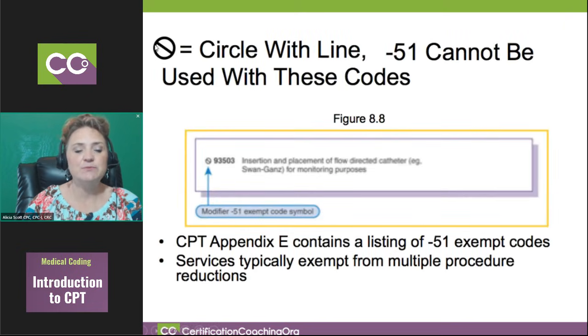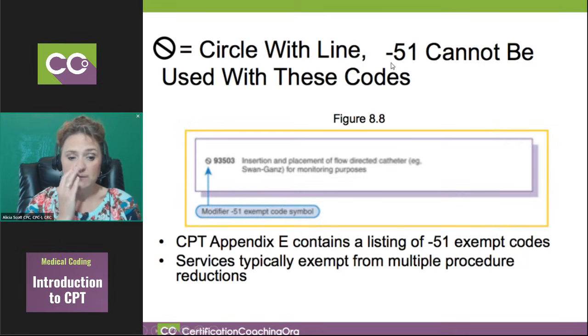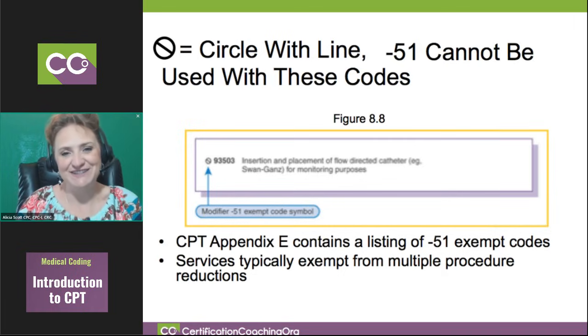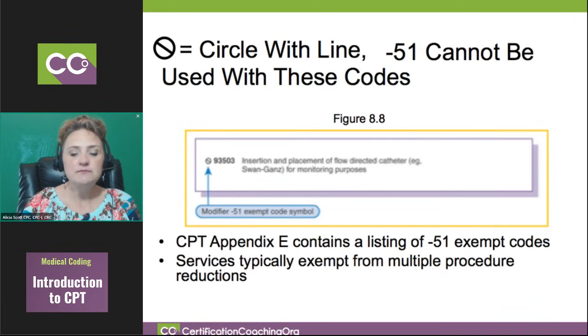If you see the symbol, I call this a not symbol, but it's a circle with a strike through, circle with a line, that means you cannot use modifier 51 with this code. Now, we'll talk about modifier 51 in a moment, but modifier 51, whenever you see a dash and then two numbers, that indicates it's a modifier. And so whenever you see the dash, you just say modifier. Very seldom will you have anybody write out modifier when you can just write a dash, right? Modifier 51 is not used with this code.